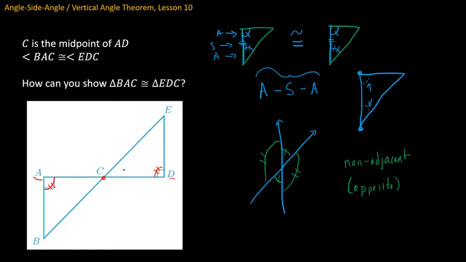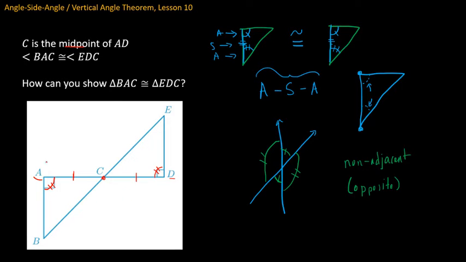So from the definition of midpoint, if C is the midpoint of AD, then AC, this line segment, must be congruent to CD, this line segment. Okay. So notice I've already established I've got a pair of corresponding congruent angles and a pair of congruent line segments.